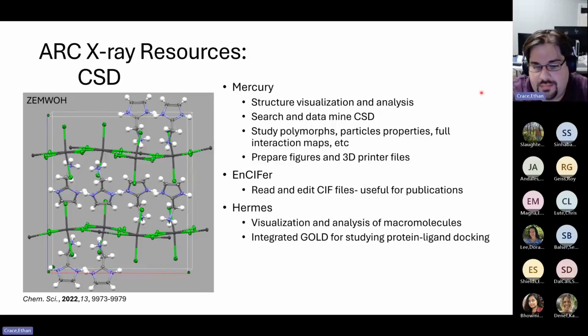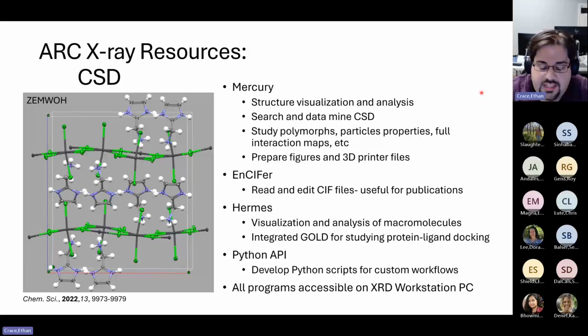For people that care more about macromolecules than small molecules, there's a program called Hermes that lets you visualize and analyze macromolecules and proteins. And it's integrated with another program called Gold that will allow you to do protein ligand docking studies, if that's something you're interested in. In addition, this program also comes with a Python API. So if you want to customize any scripts or workflows, you can do that as well. And again, all of these programs are accessible on the workstation.